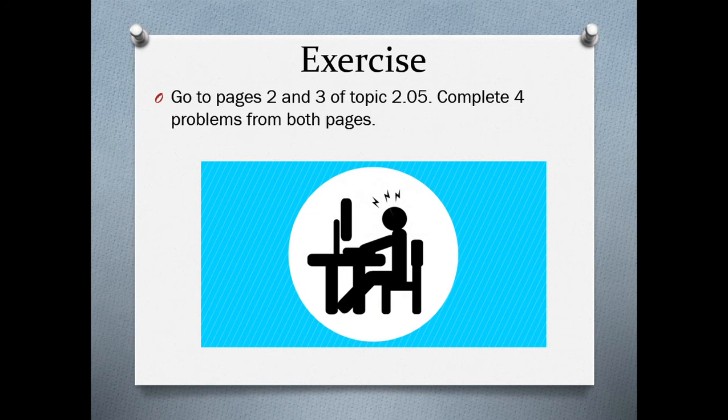There you go. Exercise. Now, go to pages 2 and 3 of topic 2.05 and complete 4 problems from both pages. This is your time to start working on the rearrangement of formulas. It might be a little bit difficult at first, but I suggest that you try it without the results that you find in Agilix. At first, try it out by yourself, and if you're really struggling a lot, you can check the results from Agilix. Or if you want to, you can contact me in the Google Classroom and I can surely help you. In total, you need to complete 8 exercises: 4 exercises from page 2 and 4 exercises from page 3. So good luck. Once you're done, you can come back and we will continue with the next topic.